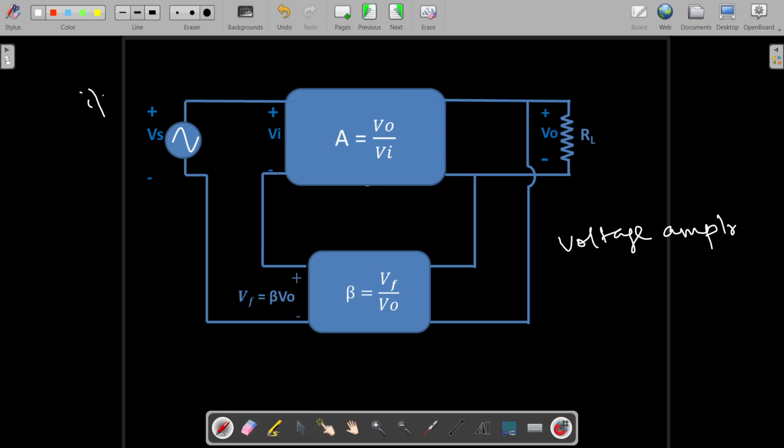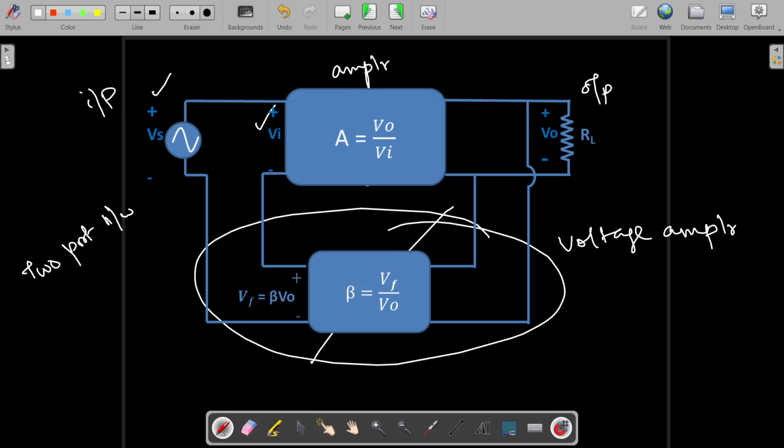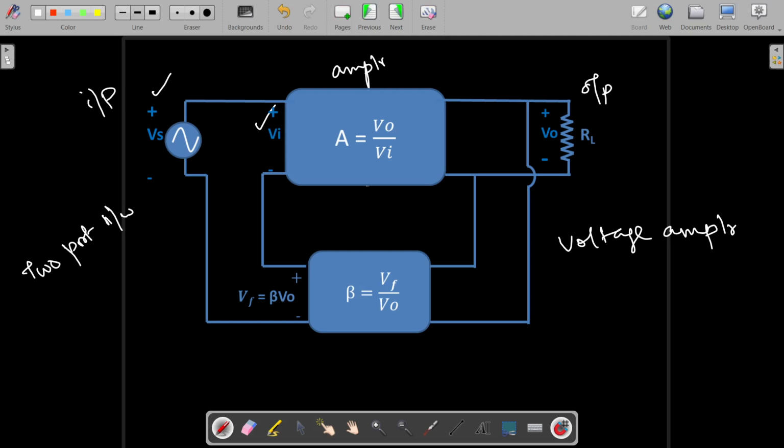This is your input side and this is your output side. This is a two-port network and here the source voltage is Vs and the input to this circuit is Vi. And this is your amplifier. Without the feedback connection, this amplifier is an open loop amplifier. For this open loop amplifier, the gain is V naught by Vi, because at the output side you get the output voltage V naught and your input voltage is Vi. So we call it AV, the voltage gain, equal to output by input. Since it's the ratio of output voltage to input voltage, it's called a voltage amplifier.